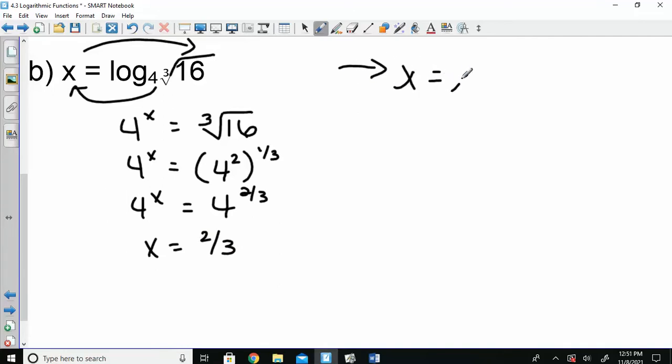Another way of doing that would be rewriting that 16 to begin with. 16 is 4 squared to the 1/3, so that's 4 to the 2/3. And a log base 4 and a 4 would cancel, and you get 2/3. So different ways. We can change to exponential, or we can recognize properties when they come up. Sometimes it's easier to recognize the property than others. All right.